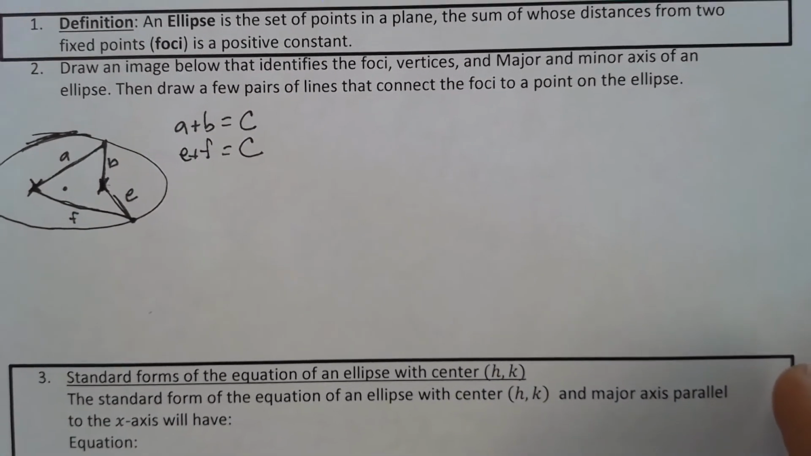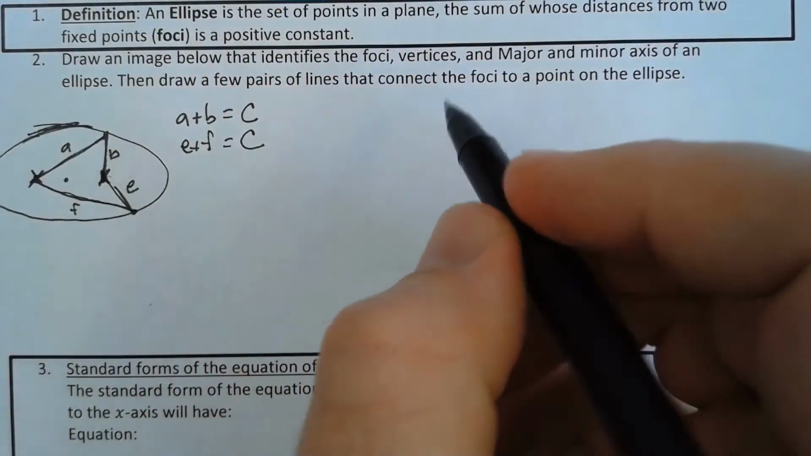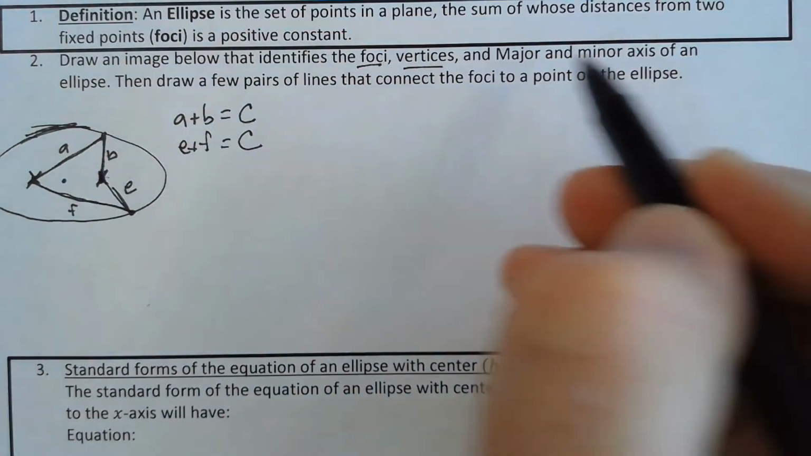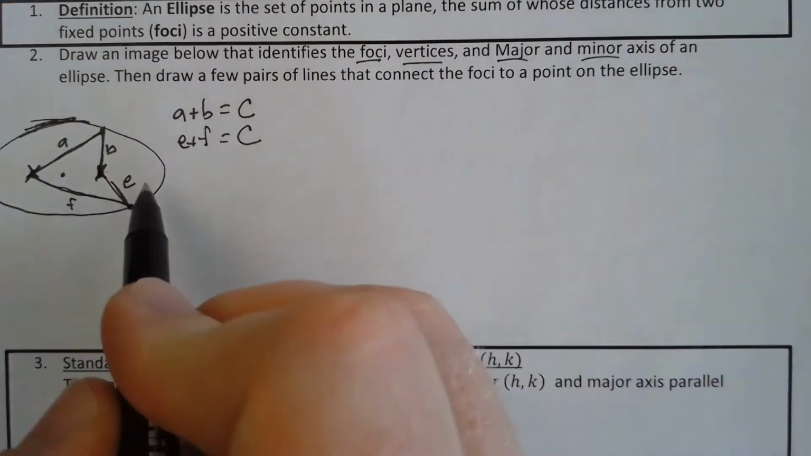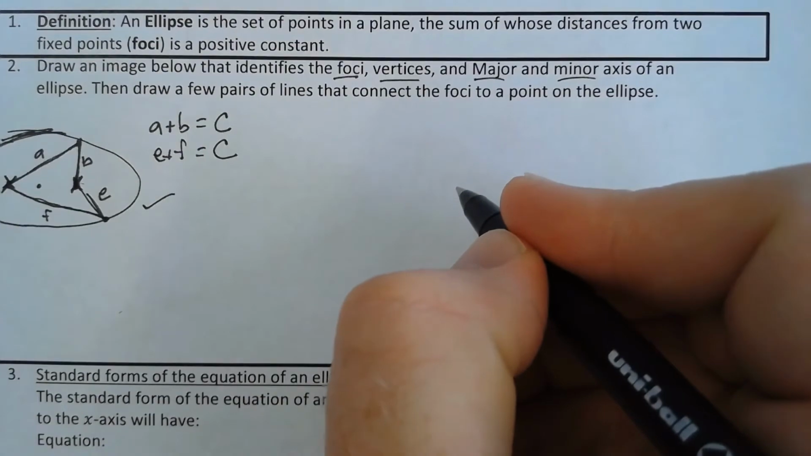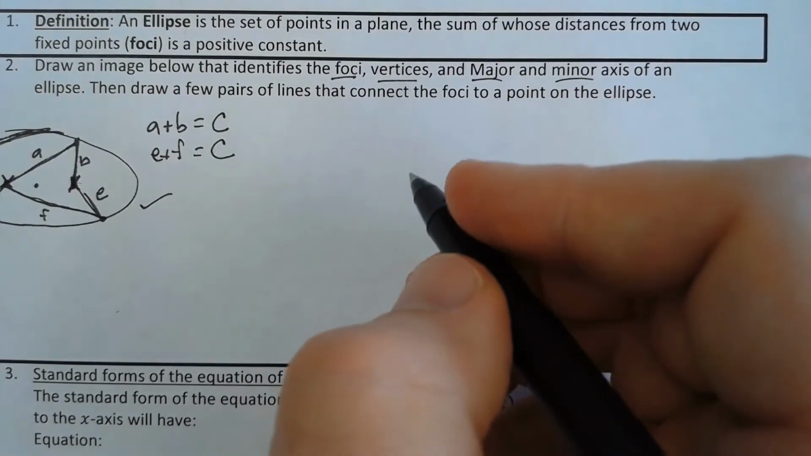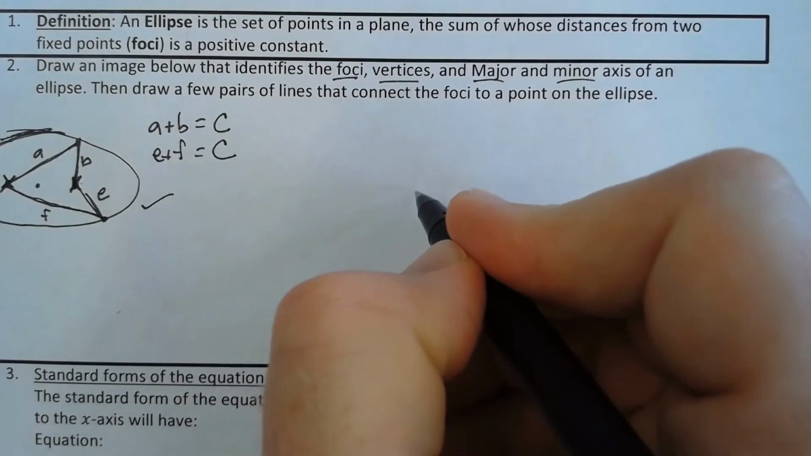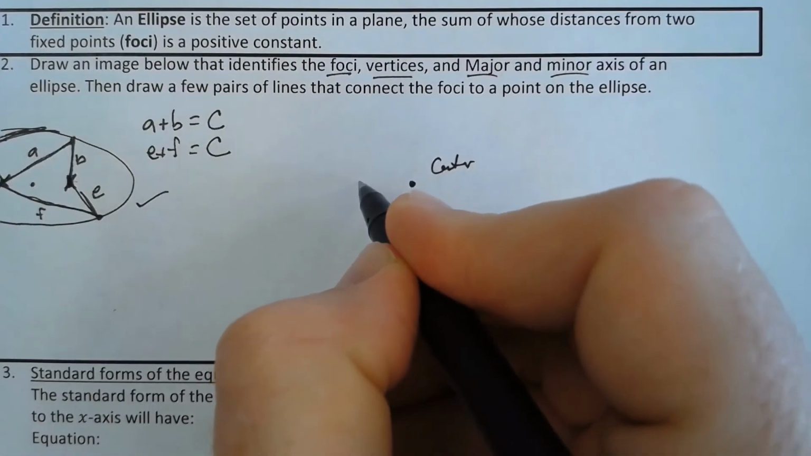Now, to identify the information and graph it, we're looking at first the vertices, the foci, the center, and the major and minor axes. In terms of drawing a few pairs of lines that connect the foci to the point, we've done that piece. That piece is right here. I'm going to draw a separate graph to identify the foci, vertices, and everything else. In most cases when graphing or manipulating an ellipse, we're going to start with the center. So I'm going to call that piece right there the center. Next, I'm going to identify the foci.